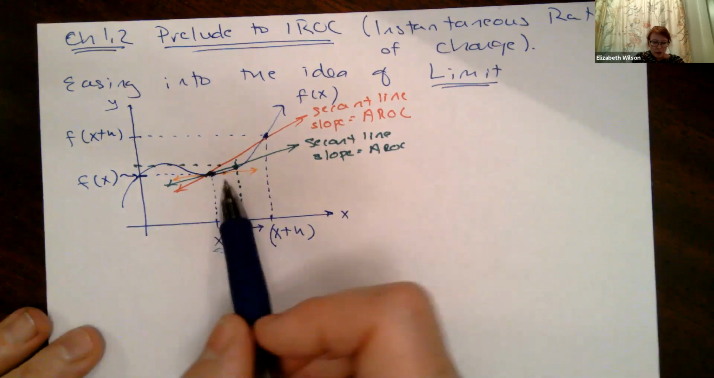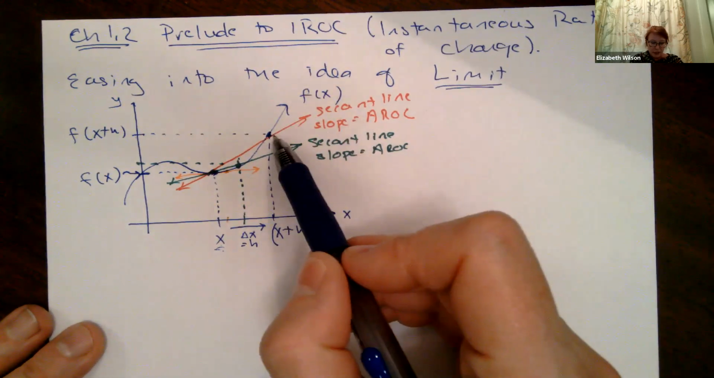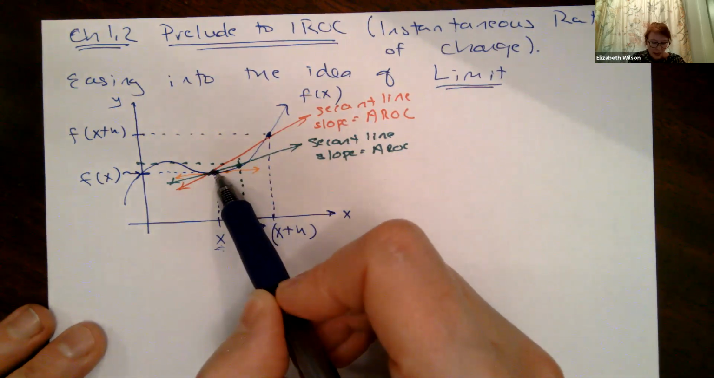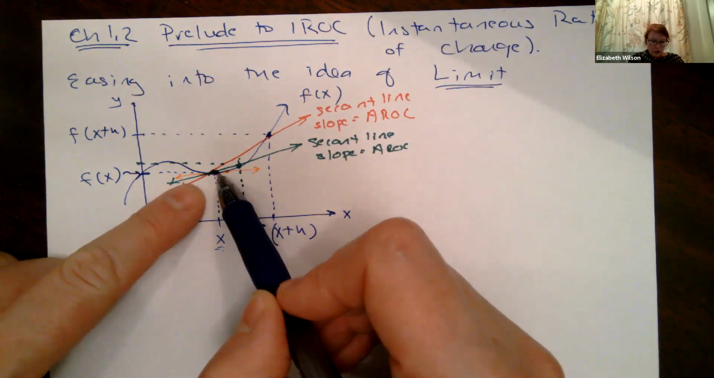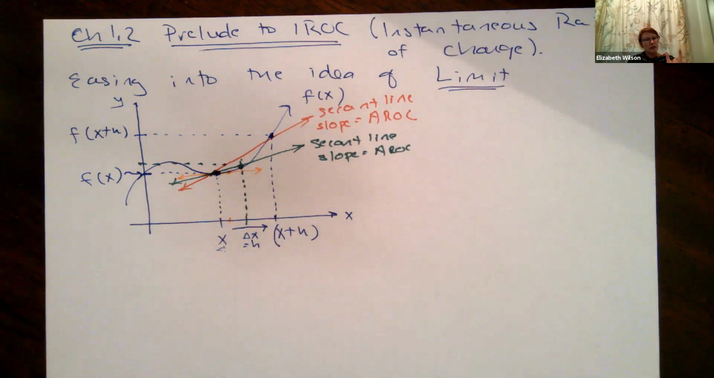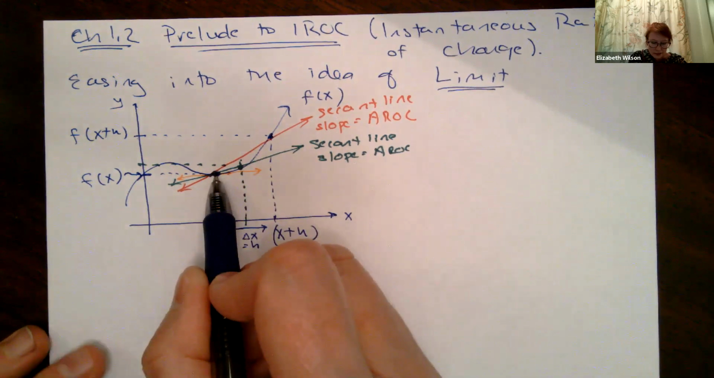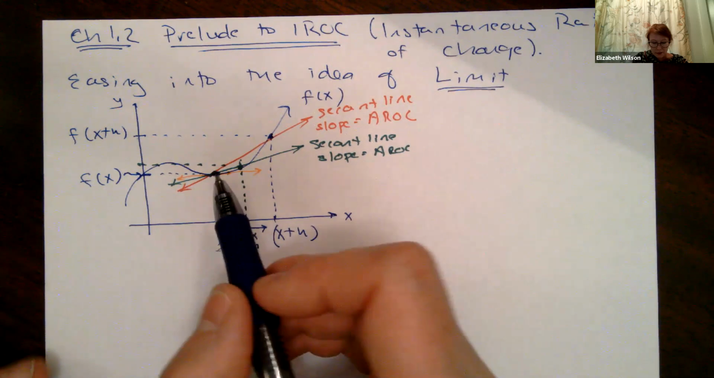So I need to be able to use the average rate of change, my secant line, to help me approximate what's actually happening at x right here, my instantaneous. So I'm going to go x and then x plus h. I'm going to decrease that distance between x and x plus h. I'm going to make h smaller and smaller and smaller. I'm going to make all these secant lines until I basically get so close to x that I'm essentially sitting on top of x, okay?